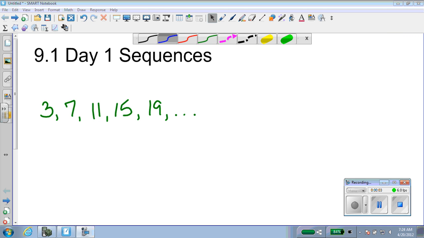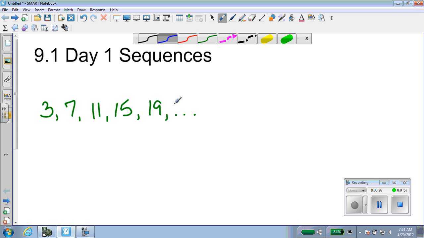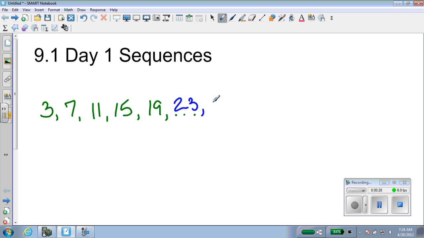This is a lesson on sequences. Take a look at the sequence 3, 7, 11, 15, 19, and see if you can figure out what comes next. What would come next would be 23, 27, 31, and we could still continue.